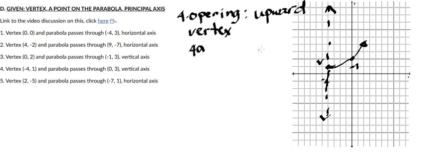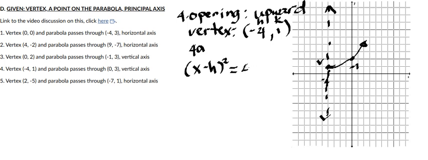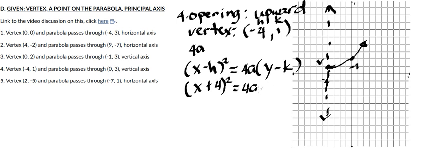And the vertex, we have that one is negative 4, 1, where h is negative 4 while k is positive 1. Writing the standard equation with the upward as the opening, we can have x minus h squared equal to upward, that's positive, 4a times y minus k. Replacing our h and k, we have x minus, our h is negative 4, so this would be plus 4 squared equal to 4a times y minus k, which is 1.